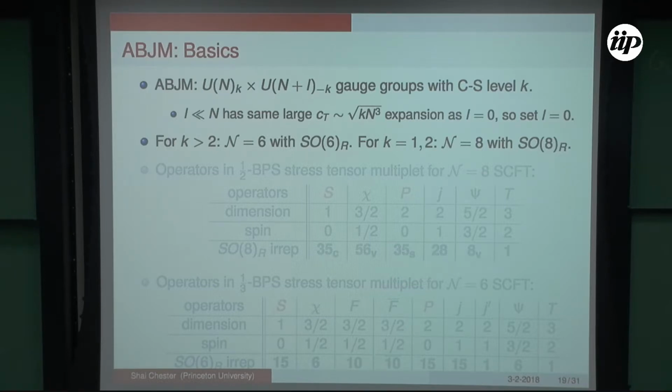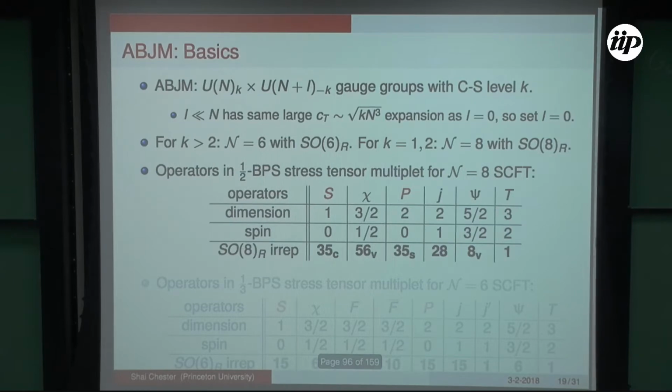We're going to discuss both cases, so keep in mind small k and large k. For the n equals 8 case, the stress tensor multiplet is way simpler than in 4D. Again, we have two scalars, S and P. P is now a pseudoscalar, actually. Again, their dimensions are shifted by 1, so the lowest one is dimension 1, the next one is dimension 2. But now we don't have a marginal operator, of course, because ABJM theory is not a conformal manifold. So we only have two scalars.